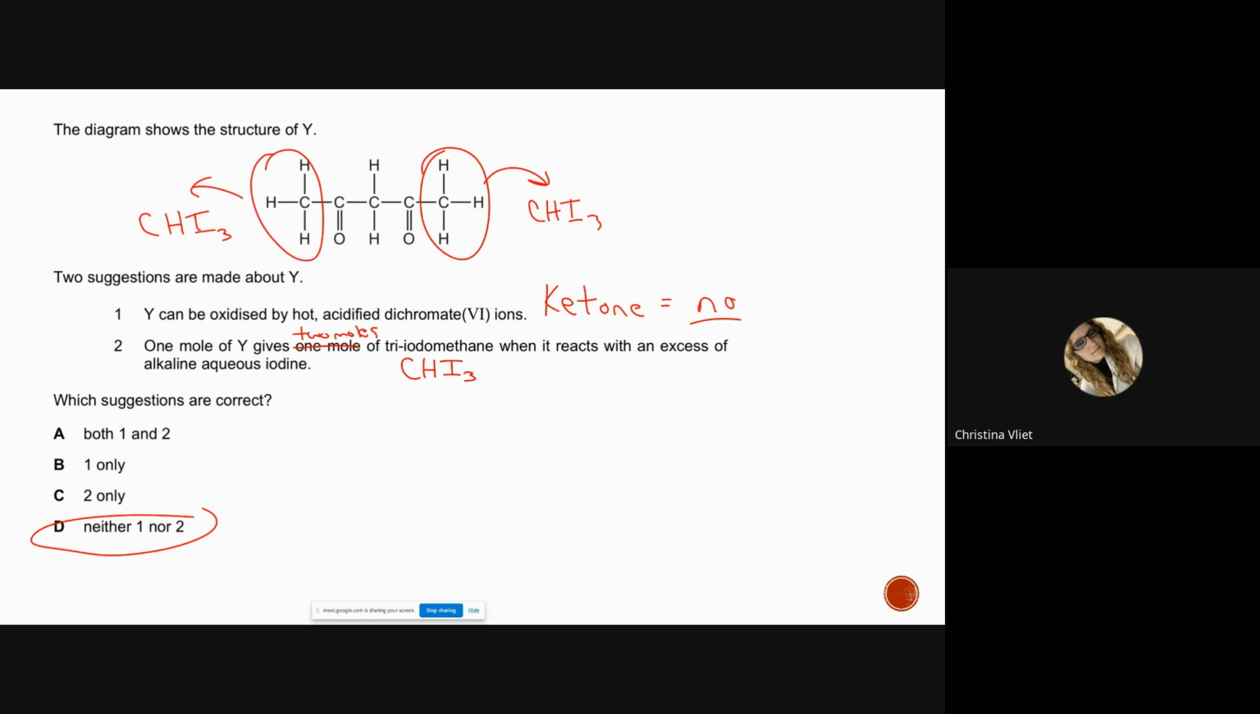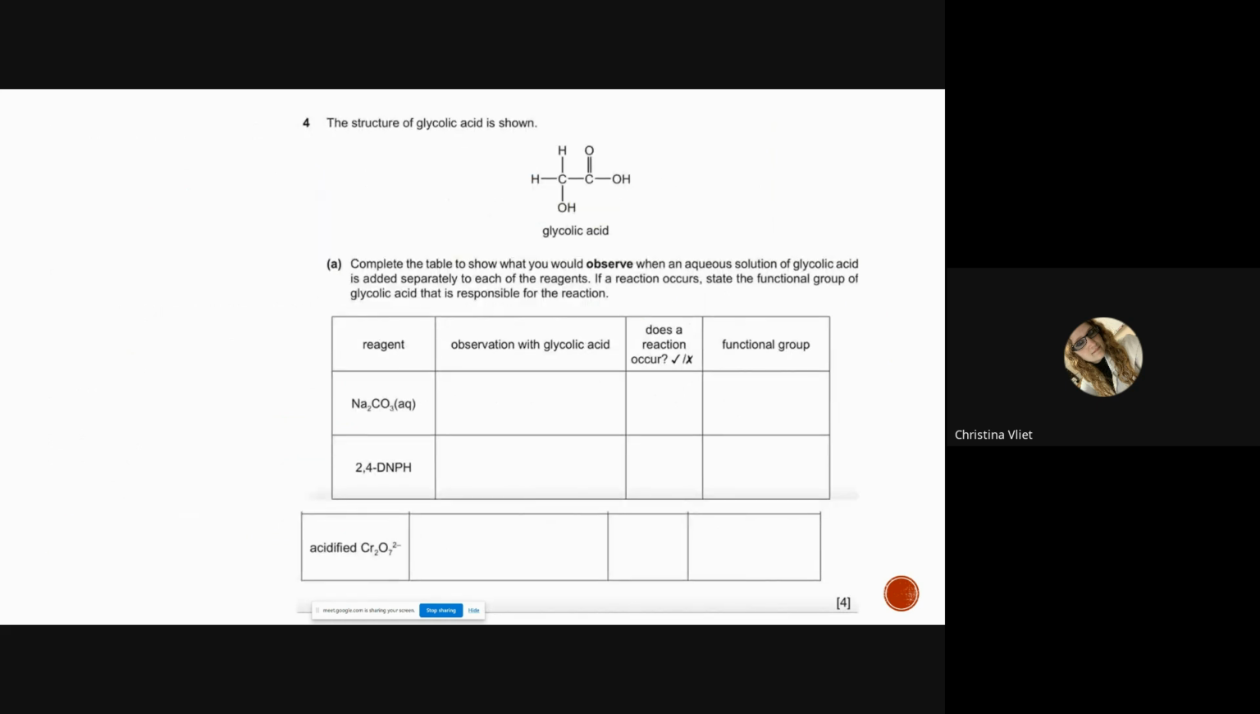Now let's take a look at paper 2. This was paper 1. Complete the table to show what you observed when glycolic acid is reacted with each of these reactants separately. If I took Na2CO3 and reacted it with this, would I get an observation? Glycolic acid plus Na2CO3, will that give me a reaction, yes or no? Yes. What's the observation?